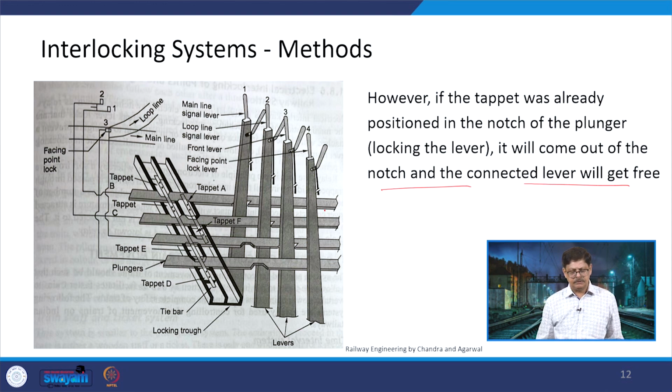This whole arrangement is shown here. What it is saying is that if this tappet is in the notch and you move it, this tappet will go out of the notch, and now it is connected through the tie bar to tappet B and tappet C as well as tappet D. So, it may happen that tappet D will come into the notch, but at the same time the other tappets will get operated. Either B or C will again get into the operational system, and one will be locked and one will be released.